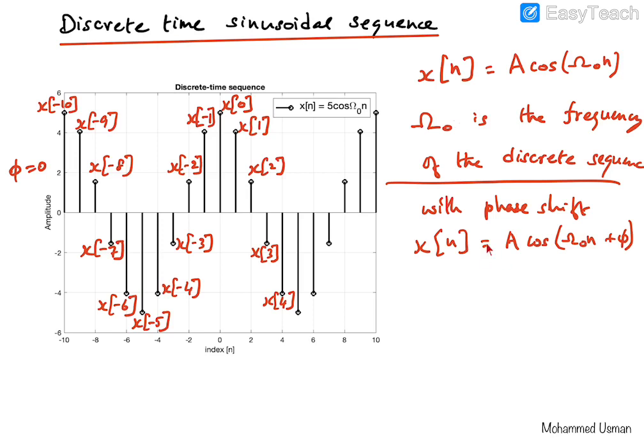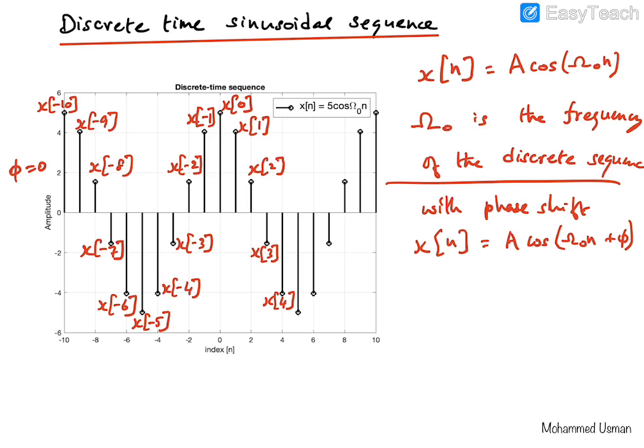the discrete sequence is represented by an amplitude and by a frequency, the discrete frequency, which is denoted as capital omega naught. And sometimes we might use the same small omega naught as in the continuous case. But the important thing is that the independent variable is going to be n, which takes on only integer values, as we see here. All these are integer values for n. So that is what distinguishes the continuous signal from a discrete signal.